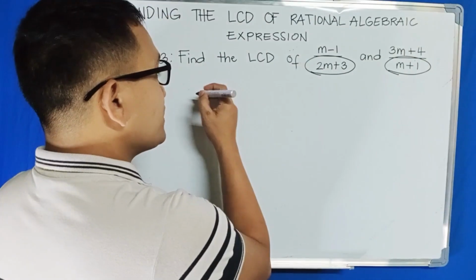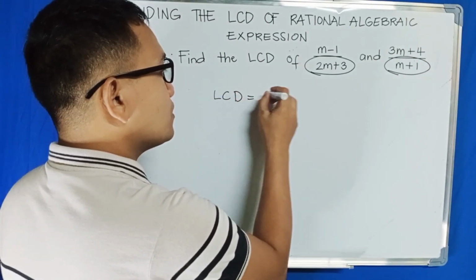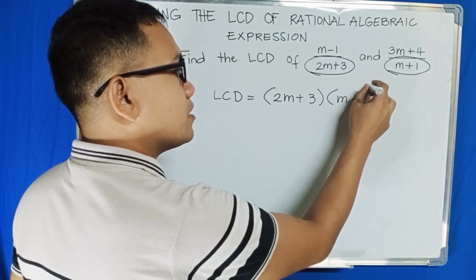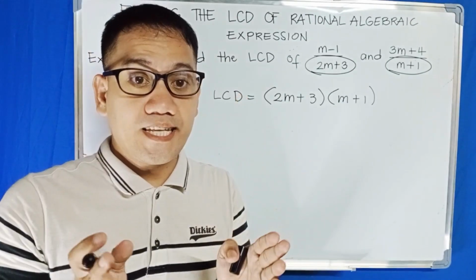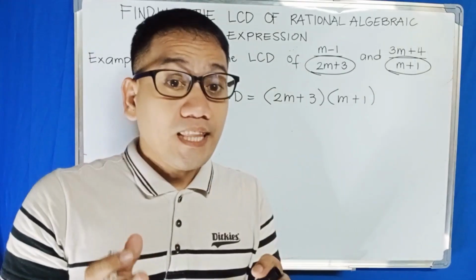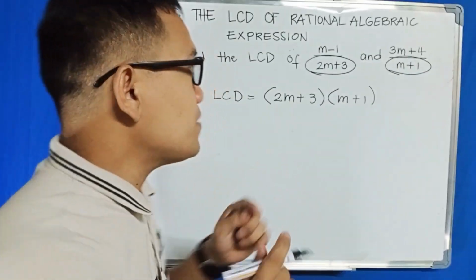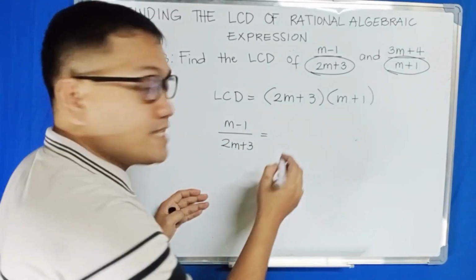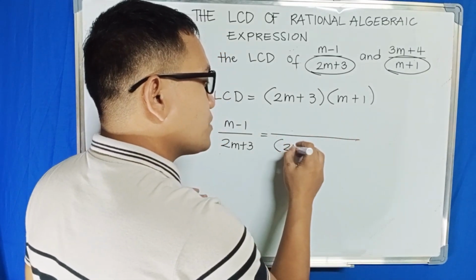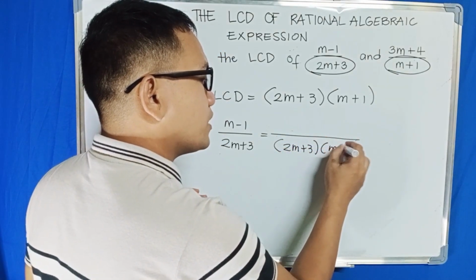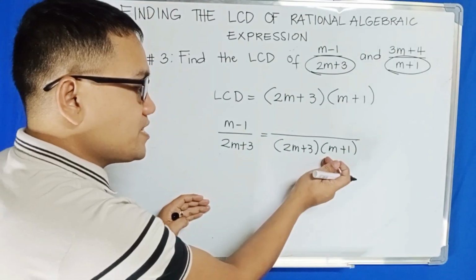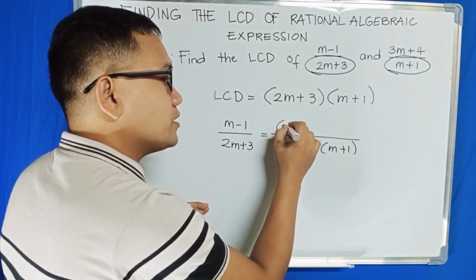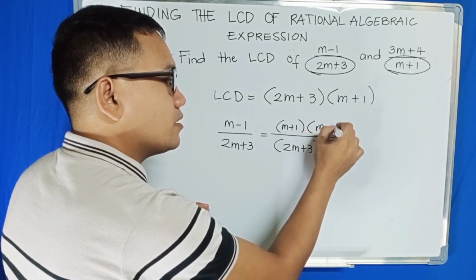So, the LCD of this given expression would be quantity 2m plus 3 times quantity m plus 1. So this would be the LCD of our given RAE. To write the equivalent RAE of our given example, we will have m minus 1 all over 2m plus 3. Since our LCD is quantity 2m plus 3 times quantity m plus 1, let's divide the LCD by the denominator 2m plus 3, that is m plus 1. So we will have m plus 1 times quantity m minus 1.